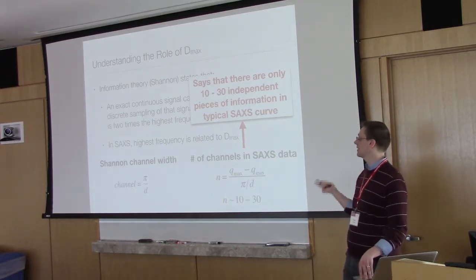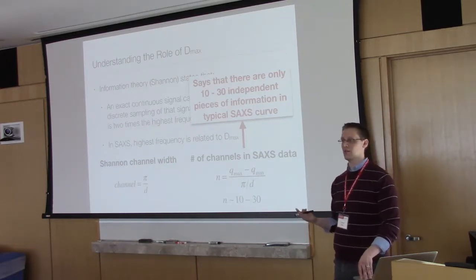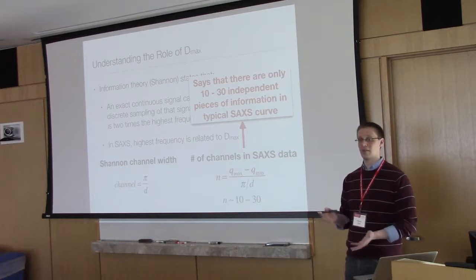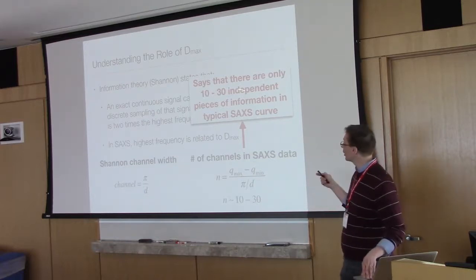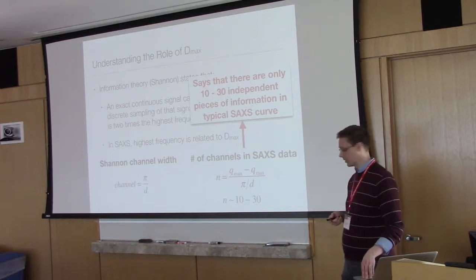So it's actually amazing to think that even at low resolution, we're able to do things like rigid body modeling or determine ab initio envelopes and get shapes when there's only 30 pieces of information at best in these profiles. It's really kind of fascinating.